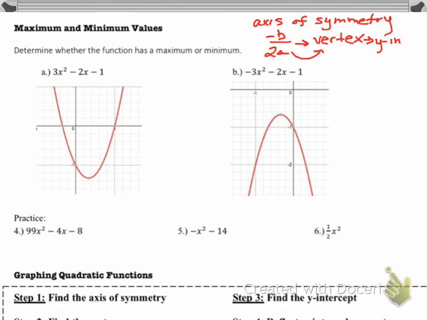Okay, come on. Sorry, it's a little touchy. We were able to find our y-intercept knowing that it was our c value.